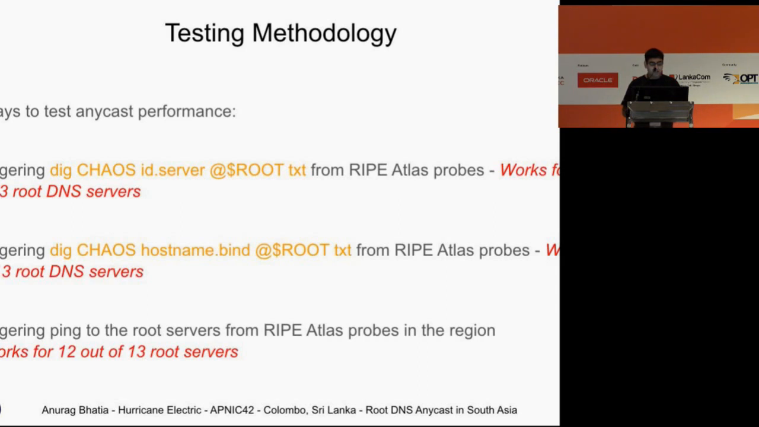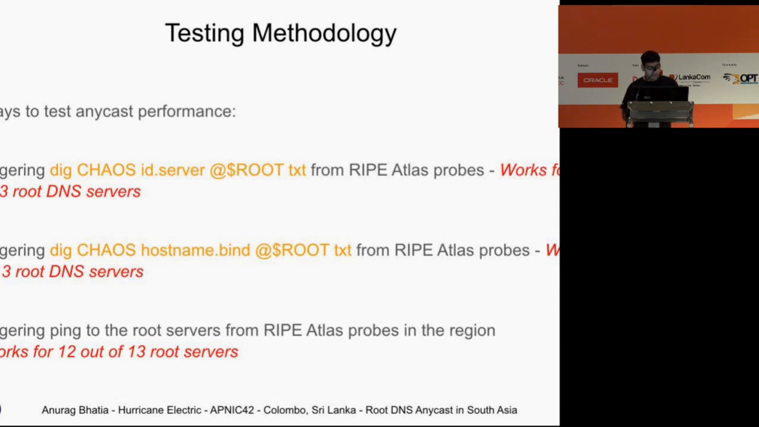So we triggered the queries for id.server on each of the 13 root servers in the chaos class, and we figured out it works for 9 out of 13 root servers. And it happens to be that the remaining 4 root DNS servers do not support id.server, which is a newer query, and they support the older one, hostname.bind. My good friend Kabindra from PCH told me about that, and we eventually redid this study using hostname.bind.